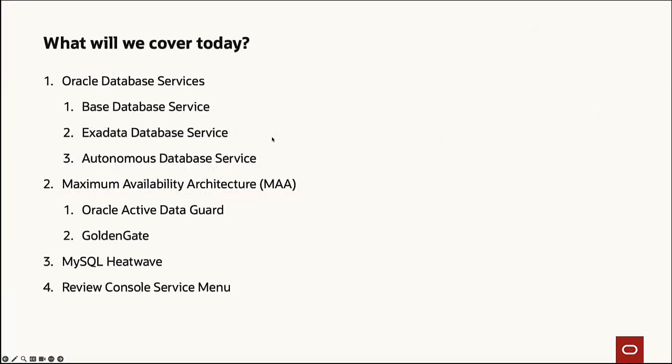Now, as far as what will be covered today, we'll be going over an overview of all the different database services that we have available. So that includes the base database service, our Exadata database service, as well as the autonomous database service. Then I'll pass it over to Sunil, who will go over concepts of maximum availability architecture. So things like Oracle Active Data Guard and GoldenGate, give an overview of MySQL HeatWave, and then we'll dive into the console for a quick little demo.